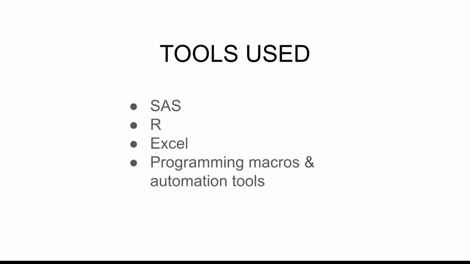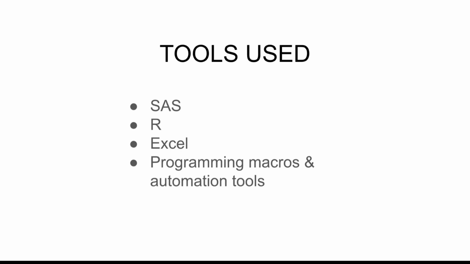Now let's talk about the tools commonly used by statistical programmers and why they are important. First, SAS, Statistical Analysis System. SAS is the most widely used programming tool in the clinical trial industry. Statistical programmers use SAS to clean and transform raw clinical data, create analysis-ready datasets, generate tables, listings and figures. SAS is trusted because it can handle large datasets and produce reliable and reproducible results, which is critical in clinical research.